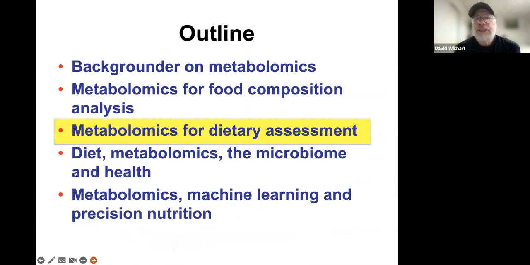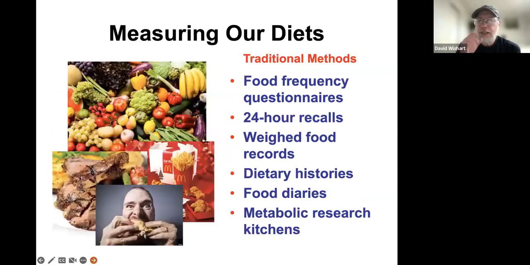The next thing I'm going to do is switch to using metabolomics to characterize our diet. This is a little different than characterizing food. Now, traditionally, when nutritionists and food scientists are thinking about characterizing diets, they'll do things like food frequency questionnaires or 24-hour recalls. In some cases they can do weighed food records. They can take food diaries and histories. In some cases people will be housed in metabolic research kitchens and everything is monitored. Those are obviously much more expensive than food frequency questionnaires.